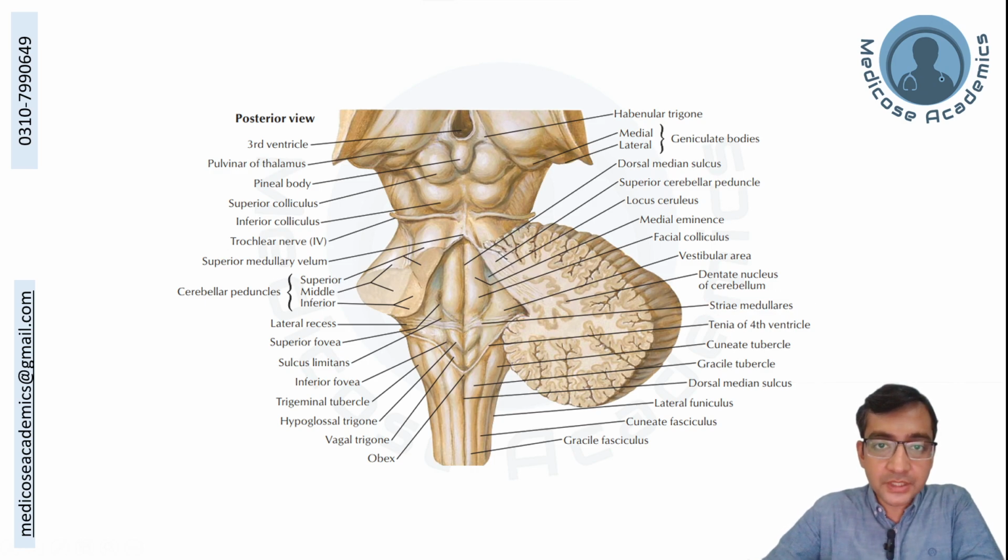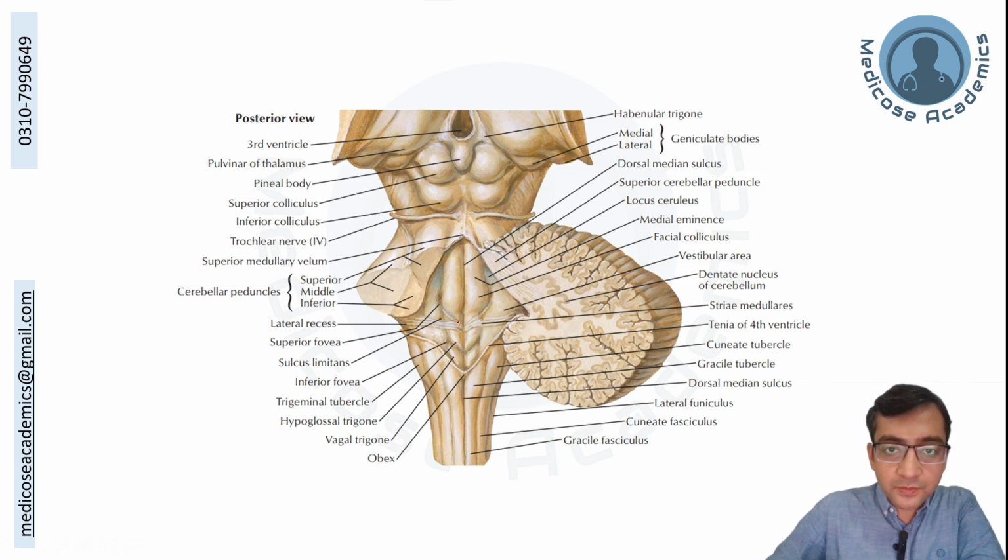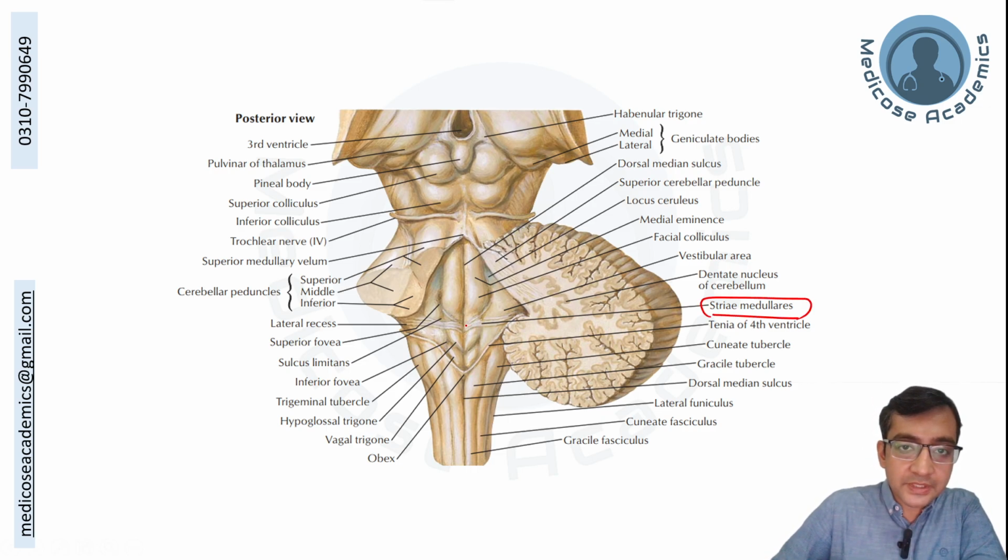What structures are you going to see in the pons? On the back side, the lowermost aspect will be defined by the stria medullaris. Above, you will see the same dorsal median sulcus, posterior median sulcus.